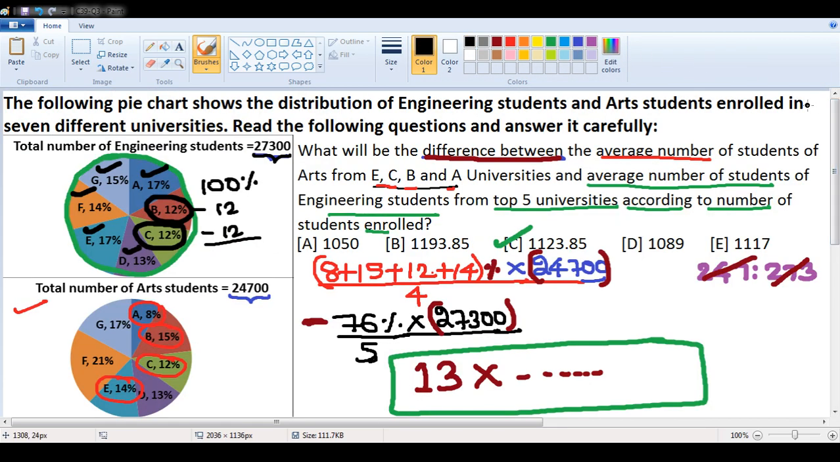Next one. Next question in this caselet.